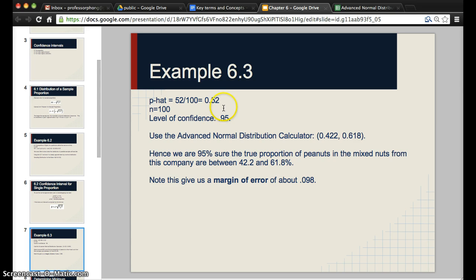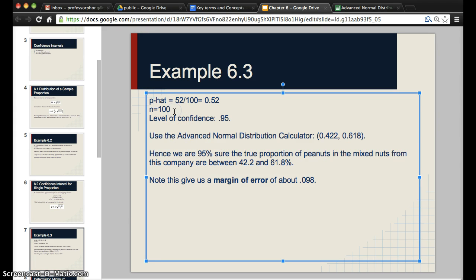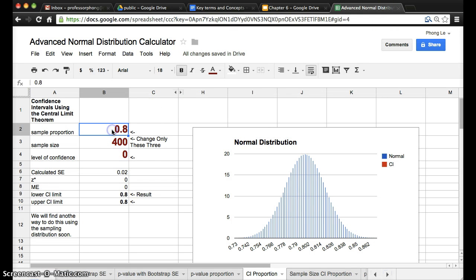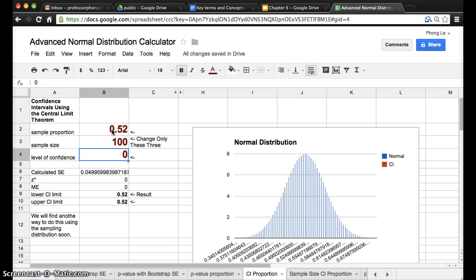Example 6.3. This is a question of mixed nuts, as in what proportion of nuts in a bag of mixed nuts are peanuts. If we took a random sample of 100 nuts, we would see that 52 out of 100 were peanuts. So we want to compute a confidence interval for the true proportion of nuts that will end up being peanuts. Let's work that out. Again, our sample proportion is 0.52. Our sample size is 100 nuts, and we want a 95% confidence interval.